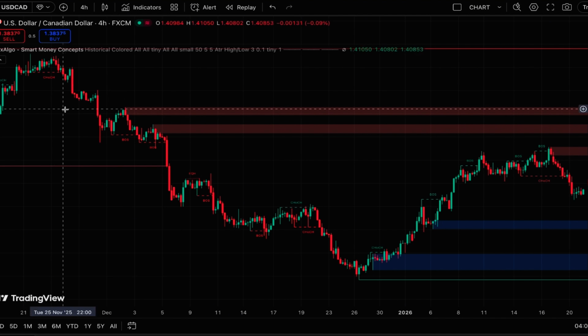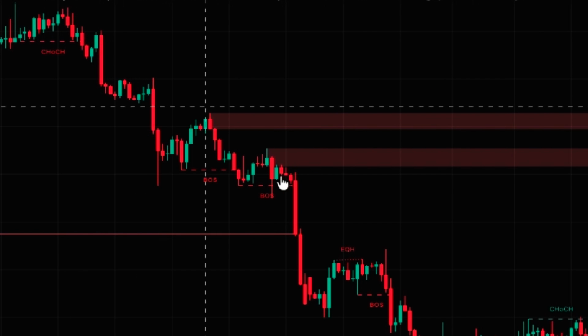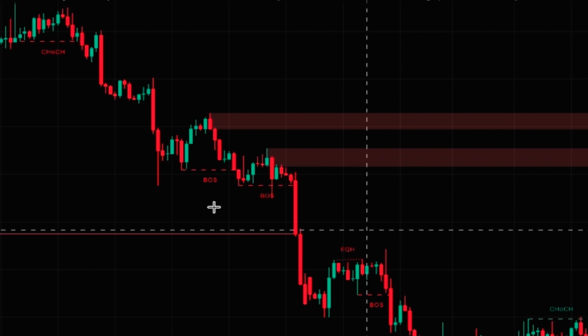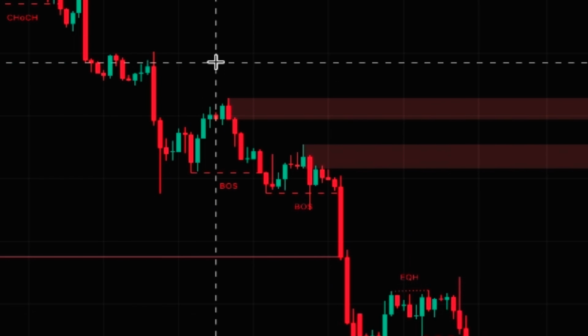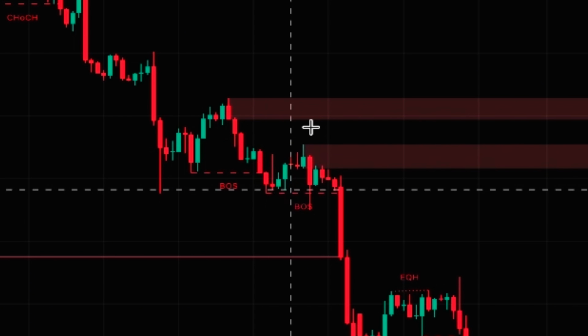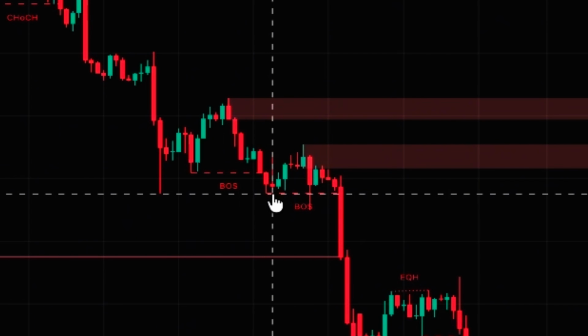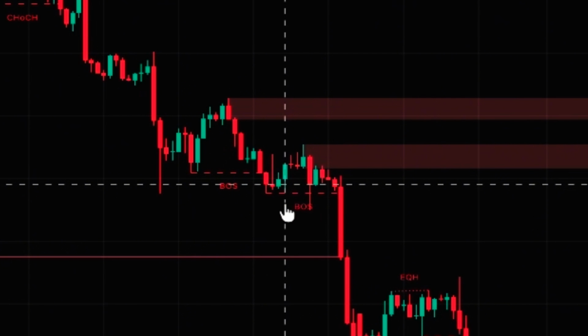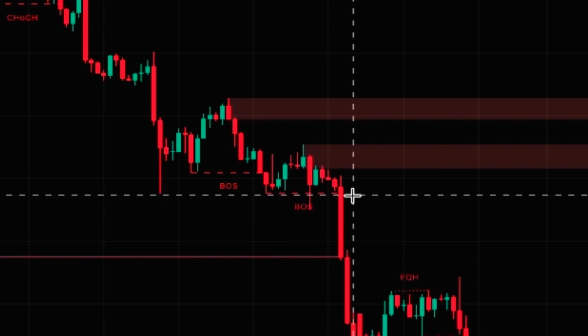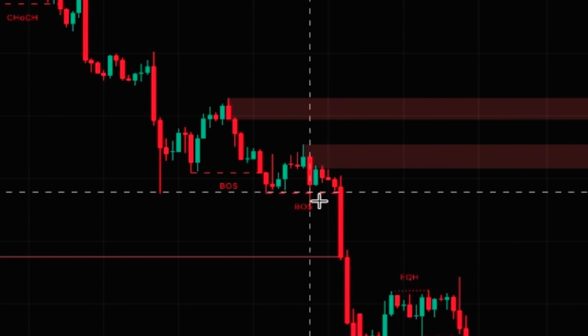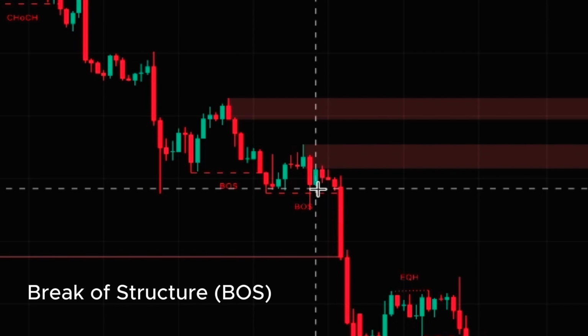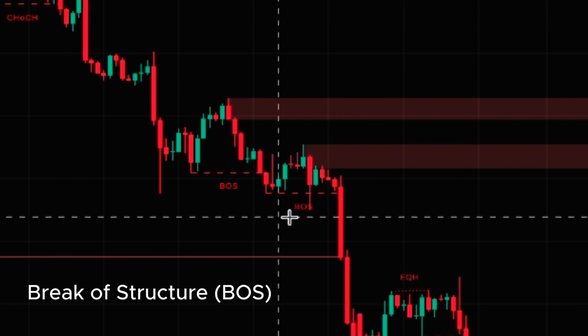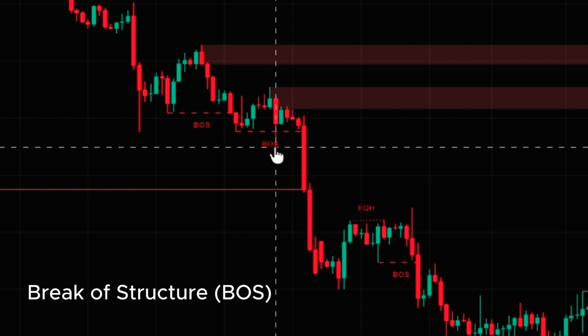Let me explain them. When the market is in a downtrend, the price makes lower highs and lower lows. When the price makes a lower low and goes for a pullback, this low is a potential support level, and the price may have difficulty passing this level. When this level is broken and the price closes below it, this is called break of structure, and it is shown by BOS, and this is a signal that the price is probably going to decline more.